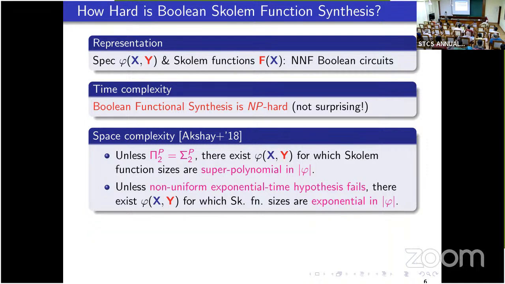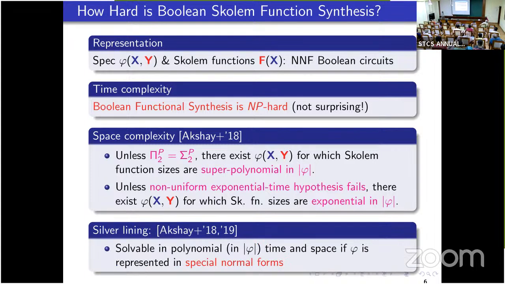That's kind of painting a gloomy picture, saying there's not much hope in doing efficient synthesis. But it turns out that if this specification is represented in some special forms, and that's going to be the main part of the talk today, then it is indeed solvable in time polynomial in the size of the formula. These are Boolean circuits again, but in some special forms.